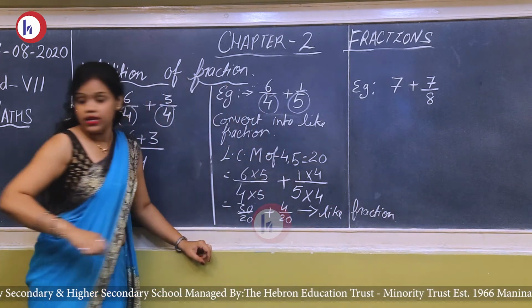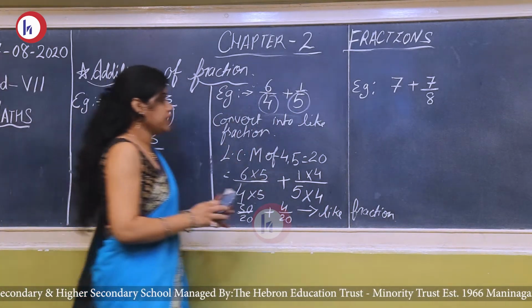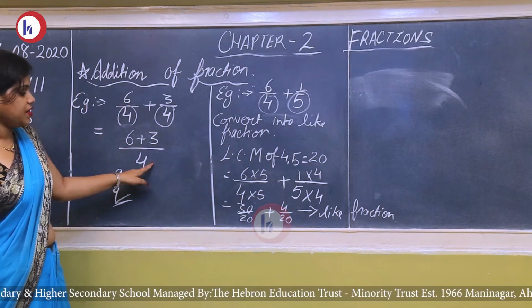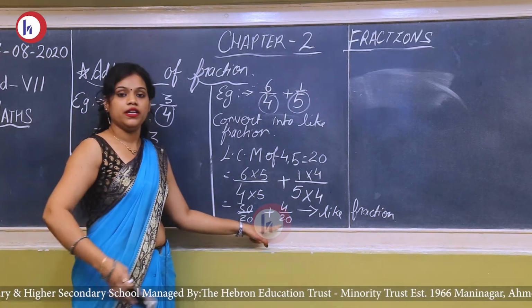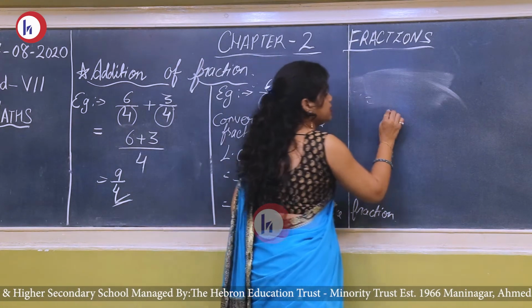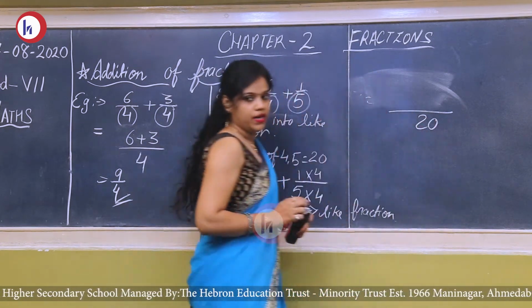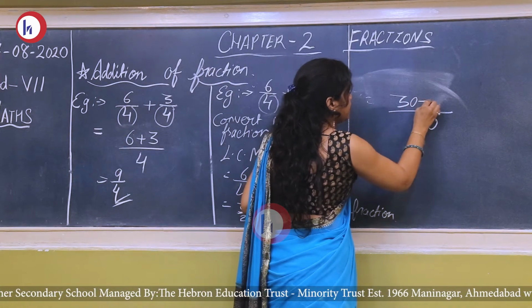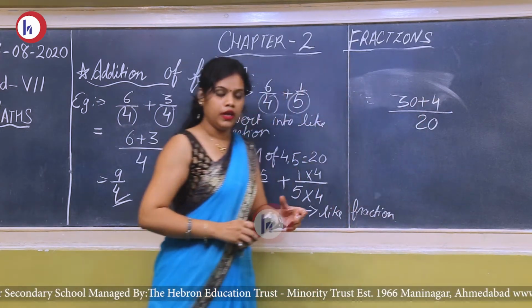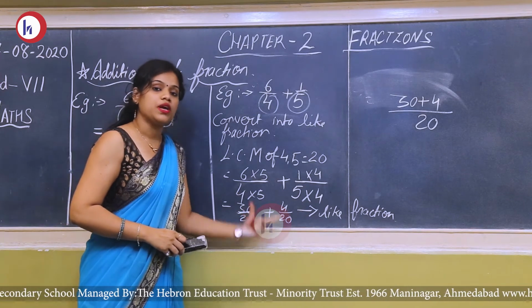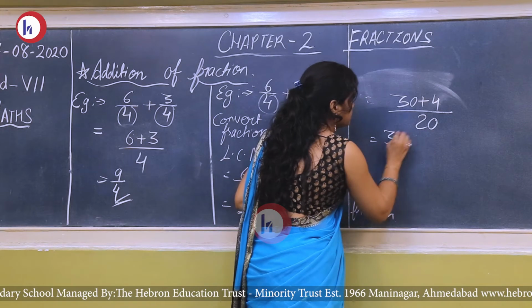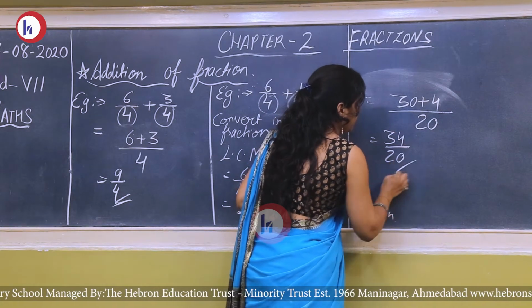Like fractions. Okay, so now how can you add these like fractions? Just like we did here, same way. Now 20 and 20 are equal in the denominator, so you will take 20 one time. Numerators we will add, 30 plus 4. Are you getting it? You don't have to write 20 two times, one time only. So 20, and 30 plus 4. So your final answer will be 34 upon 20.